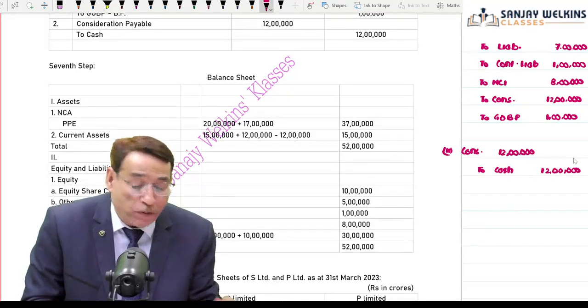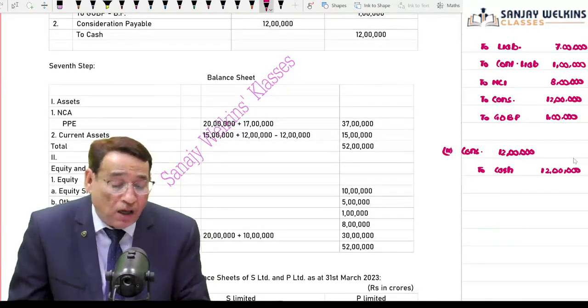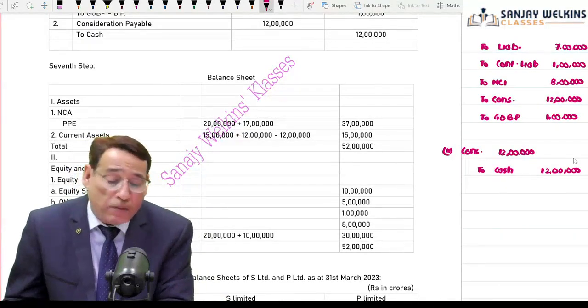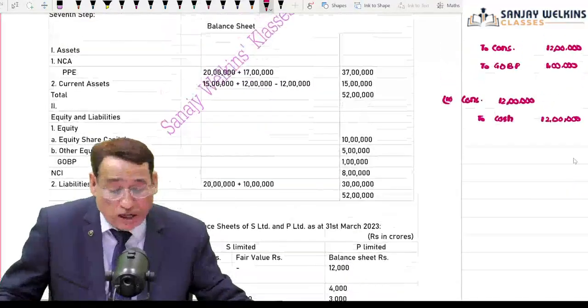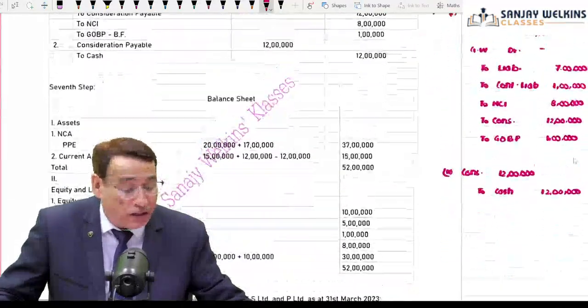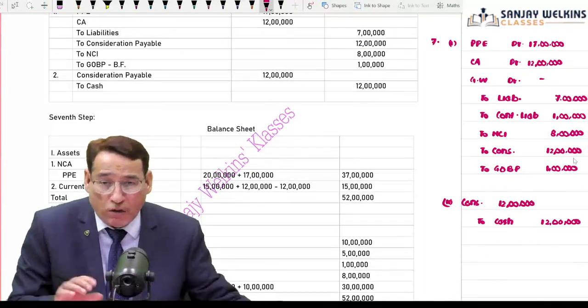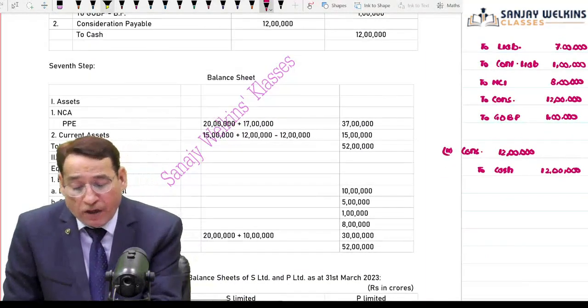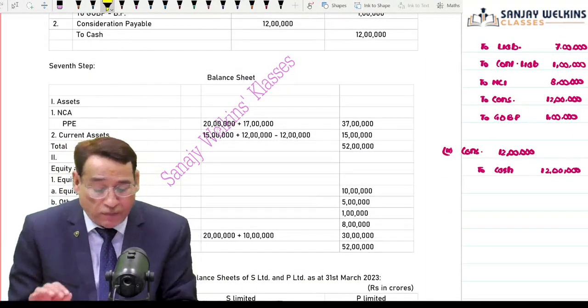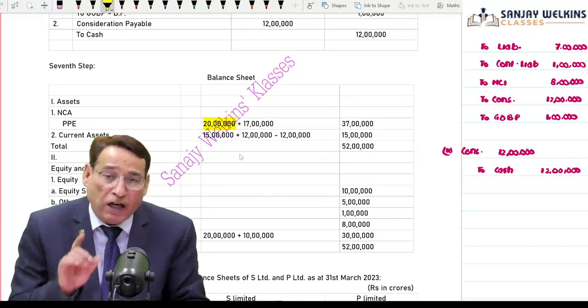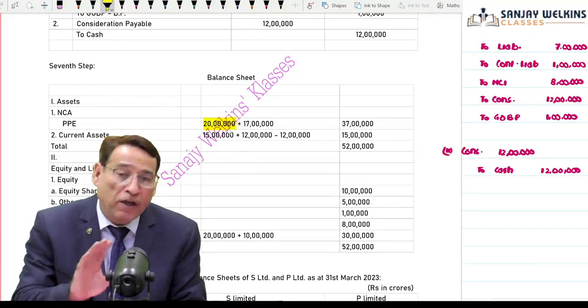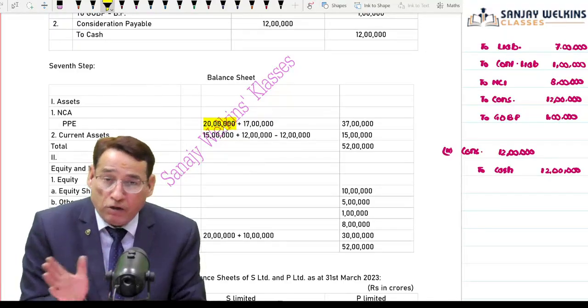Now you will have to prepare the consolidated balance sheet. And in order to prepare the consolidated balance sheet, what you are supposed to do, I have already told you. You will have to look into the entries and you will have to look into the column of the acquirer. That's all. For example, if I am going to prepare the consolidated balance sheet in this case, I will look into the acquirer. Property, plant and equipment. Now acquirer's property, plant and equipment is 20 lakh.